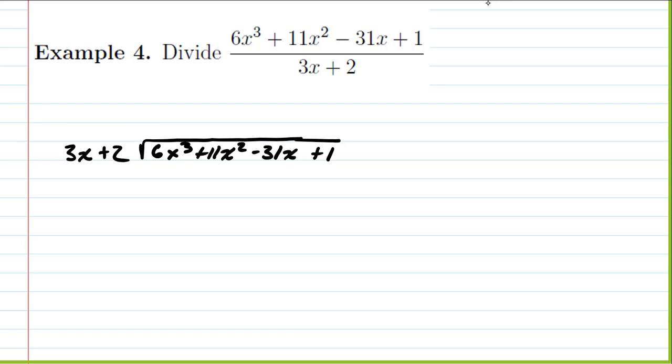Well, to get 6, we would have to multiply 3 by 2. And to get from x to x cubed, we'd have to multiply by x squared. So we're going to have 2x squared. So then 2x squared times 3x gives me 6x cubed. And 2x squared times 2 gives me positive 4x squared. And we subtract. Those reduce out. 11x squared take away 4x squared is 7x squared, and we bring down our next piece.